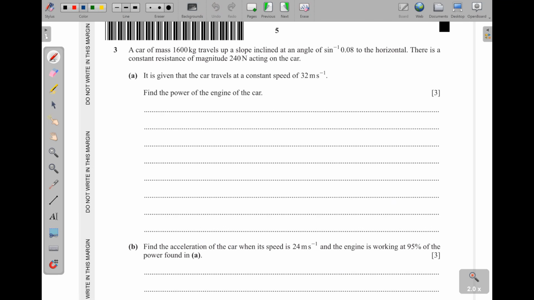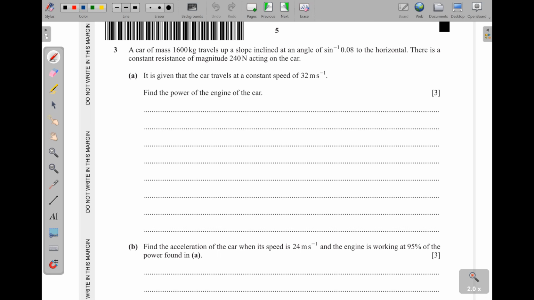Question 3, a car of mass 1,600 kilograms travels up a slope inclined at an angle of arc sine of 0.08 to the horizontal. There is a constant resistance of magnitude 240 newtons acting on the car. Part A, it is given that the car travels at a constant speed of 32 meters per second. Then they are saying find the power of the engine.